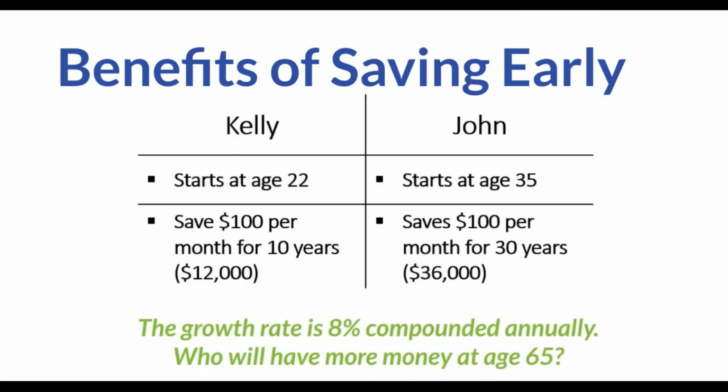We wrap up our Bank Your Future lesson with the example of Kelly versus John and the benefits of saving early. So you want to set up this scenario where Kelly started saving at age 22. She put $100 every month away for 10 years, which means that she saved $12,000. On the other hand, you have John, who started saving at age 35. He saves $100 every month for 30 years, and he saves a total of $36,000. And then we ask the students, who do you think is going to have more money at age 65 when they retire?